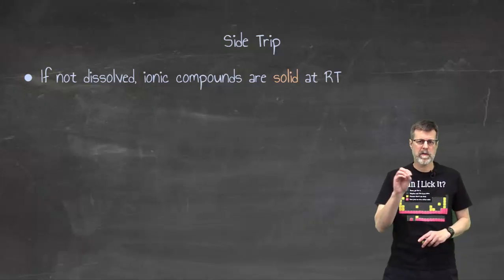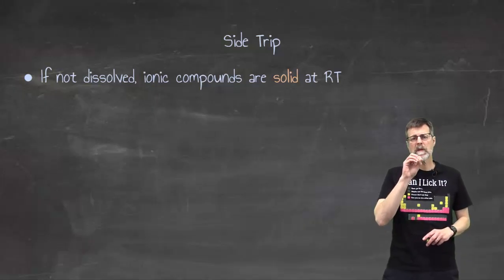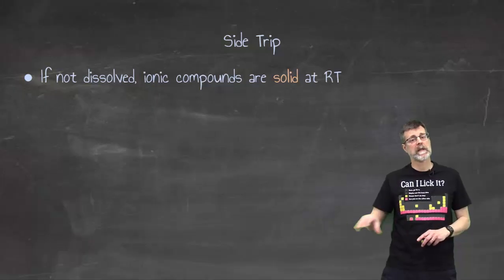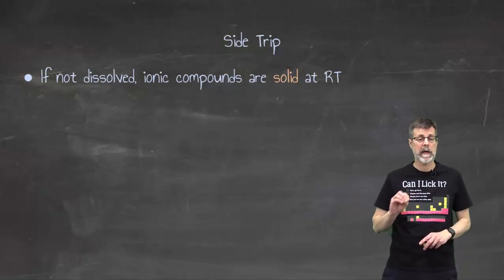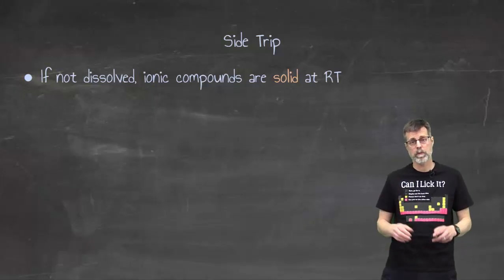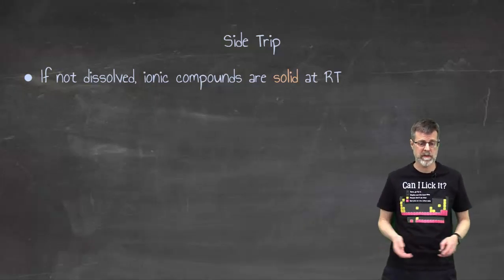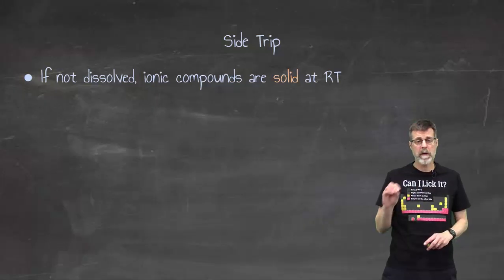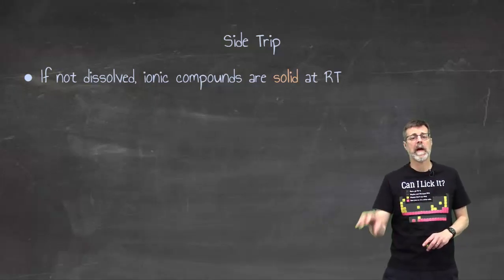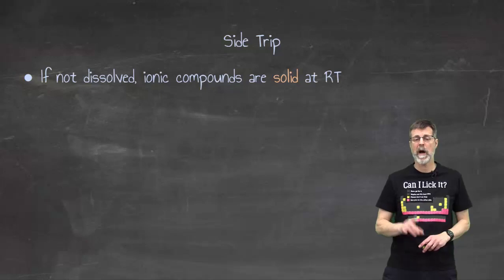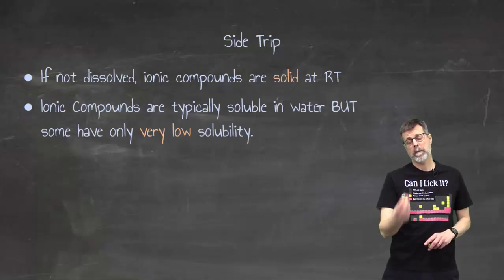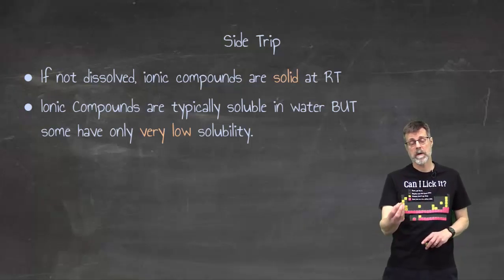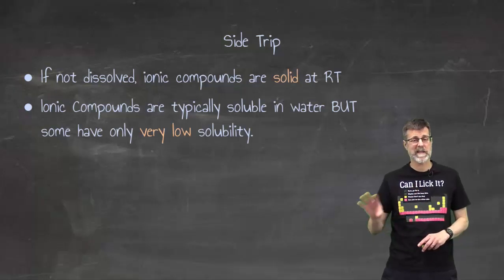If an ionic compound dissolves into water, it exists as ions. If it does not dissolve, it will be a solid in that water. You can mix it with water, this will not dissolve. So all ionic compounds are solid at room temperature. If I add them to water, some will dissolve, some will not. If they do not dissolve, they exist as solids. If they do dissolve into the water, they will exist as separated ions.